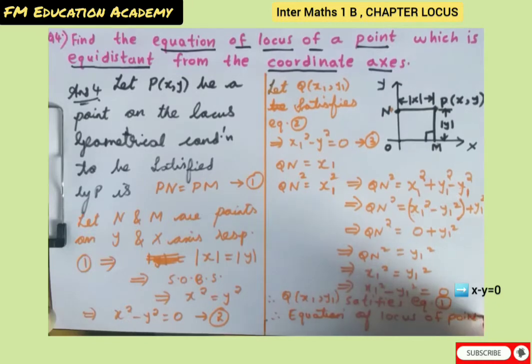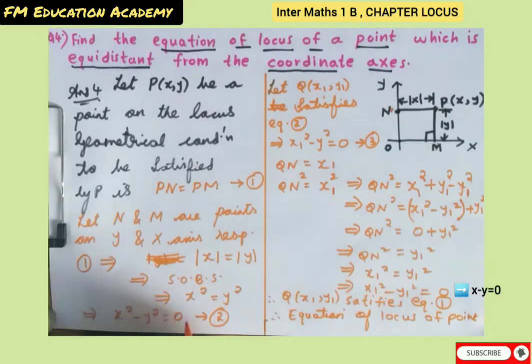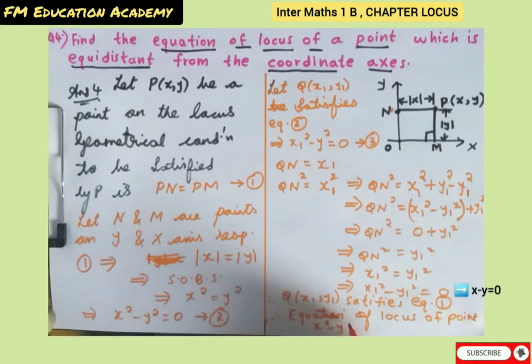what was the equation of locus of point we had? x square minus y square is equal to 0. So x square minus y square is equal to 0.